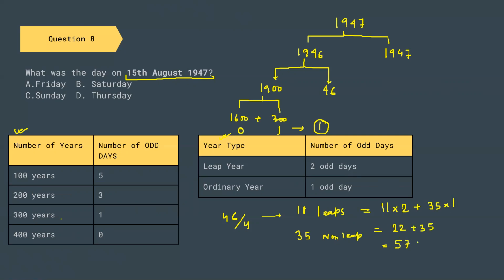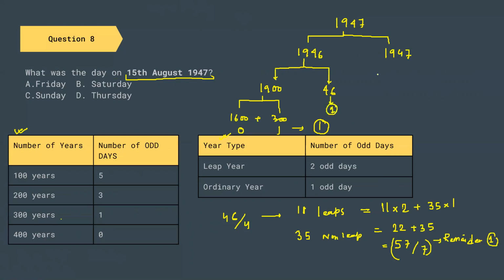Now 57 divided by 7, what will be the remainder? 7 7s are 49, so the remainder will be 6. If I am not wrong, the remainder will be 6. Okay, just let me check once. 7 8s are 56, and this is 57, so the remainder will be 1. So for 46, you are getting a remainder of 1.